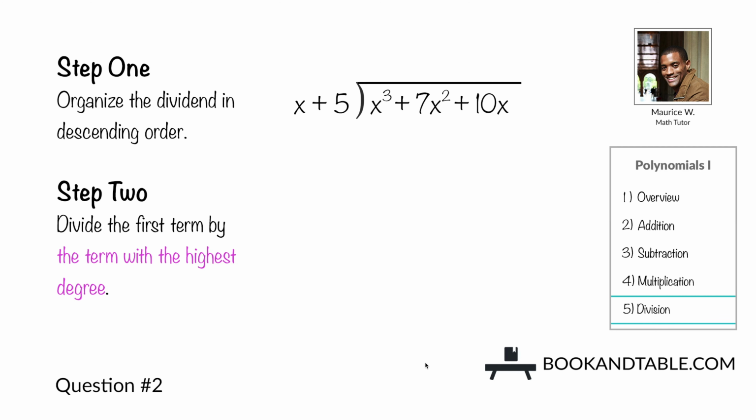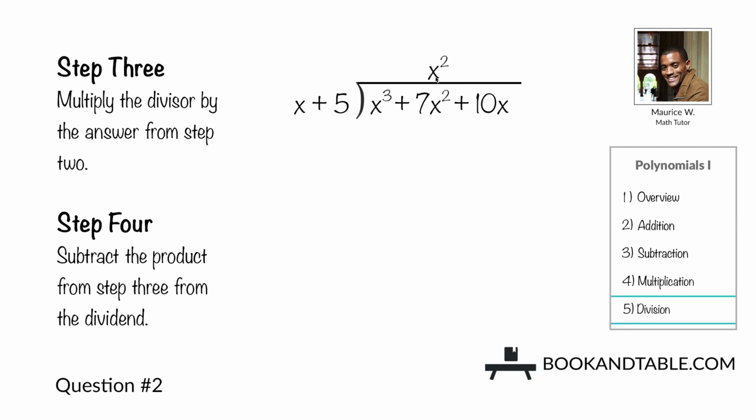Question number 2. We were dividing x cubed plus 7x squared plus 10x by x plus 5. The first step, organize the dividend in descending order. 3, 2, 1. And now we'll divide the first term, x cubed, by the term with the highest degree, which would be x. X cubed divided by x gives us x squared.